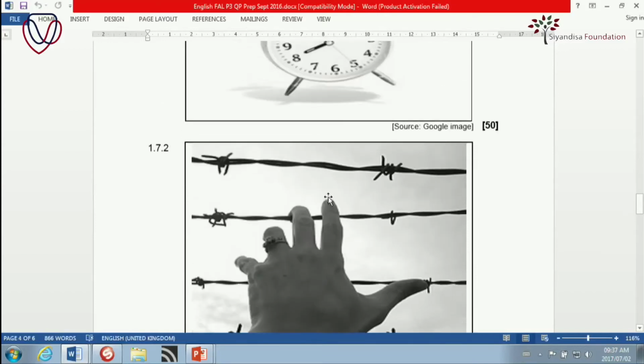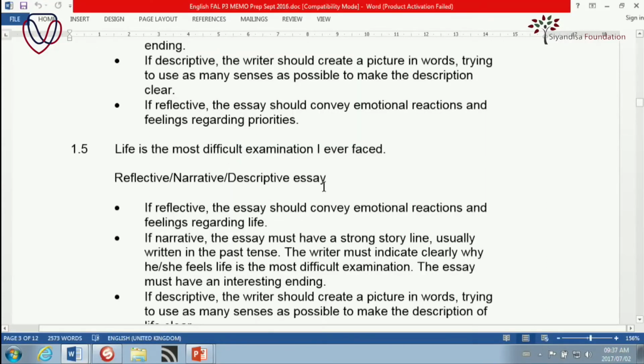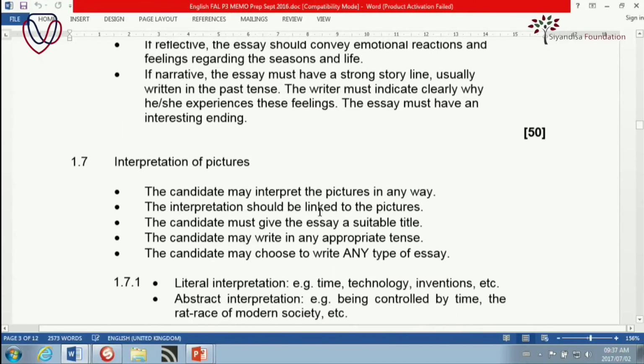Do you feel motivated to write something about this? Well, let's take a look. We'll go back to our memorandum and see what the memo has to say about this. Let's go on then to here. Interpretation of pictures. The candidate may interpret the picture in any way. Okay, so you've got broad scope to do this. The interpretation should be linked to the pictures. That's obvious. If it's not linked to the picture, you're going to get a terrible mark because then you're not addressing the topic. The candidate must give the essay a suitable title.